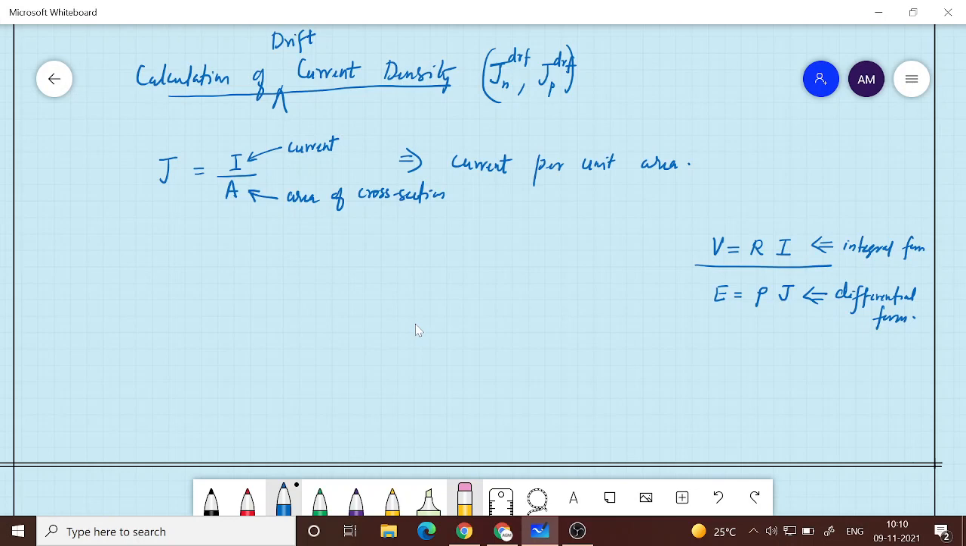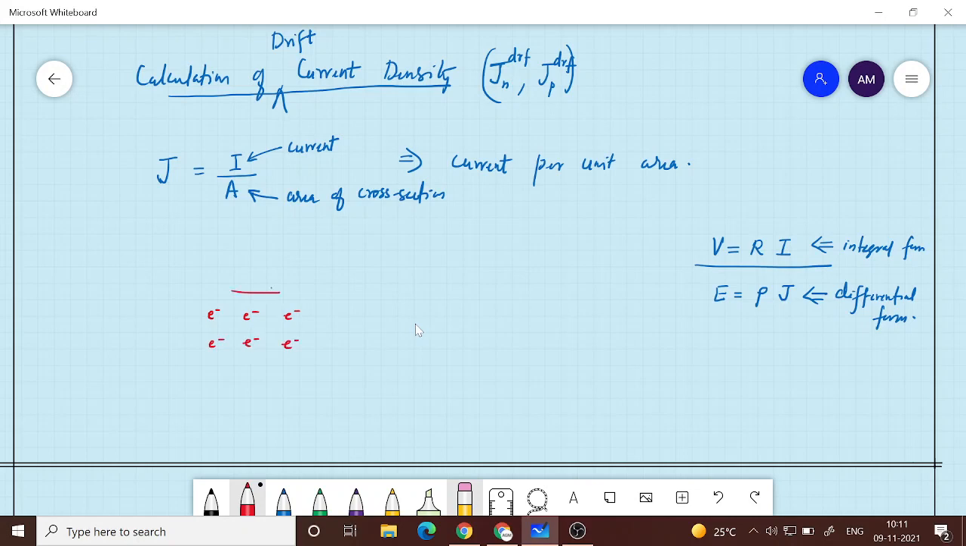Alright, so J is current density, and we would like to find out what J is. So let us consider a picture of motion of carriers. You have say a lot of electrons which are moving like this.